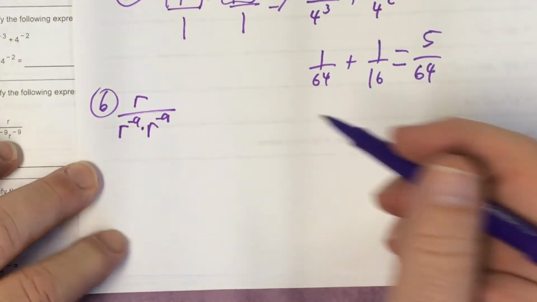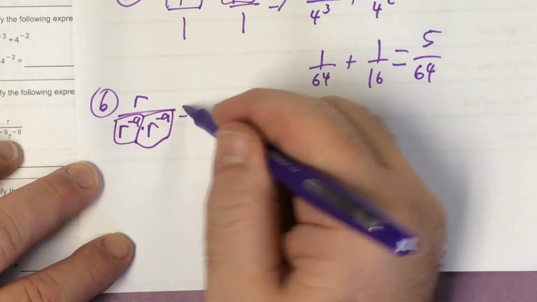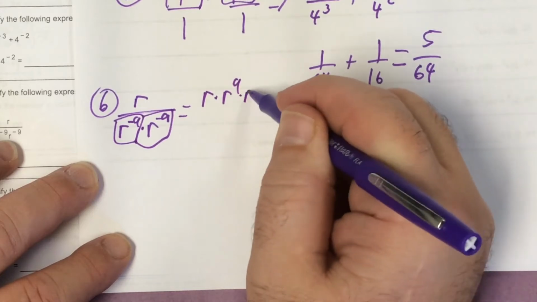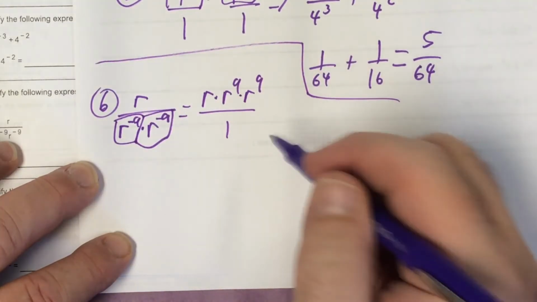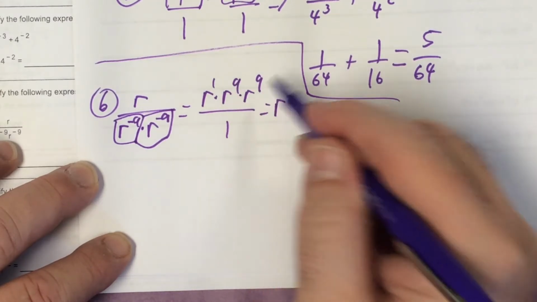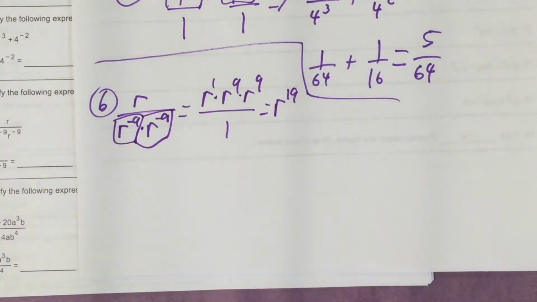So that's one technique. But what I'm going to go ahead and do is box these two things, and I'm just going to move this as r times r to the 9th times r to the 9th, and that's going to be over 1. And when I put that all together, that'll give me r to the 1 plus 9 plus 9, r to the 19th, for my final answer for question 6.